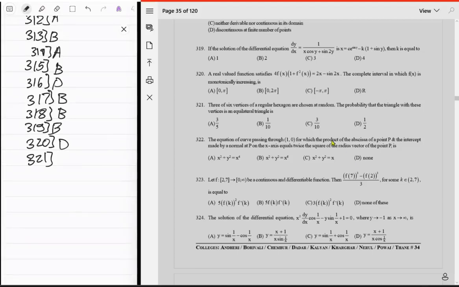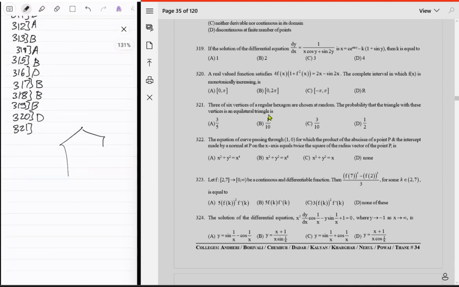391. Three of the six vertices of a regular hexagon are chosen at random. The probability that the triangle with these vertices is an equilateral triangle. So there is a hexagon, you choose three vertices, and we want that triangle to be equilateral. When does this happen?